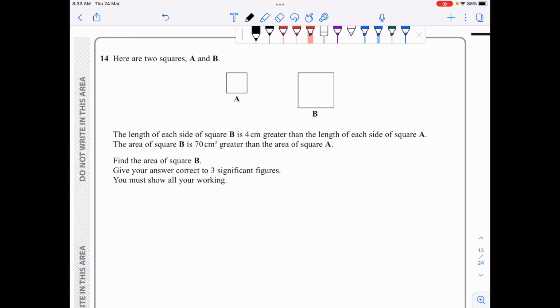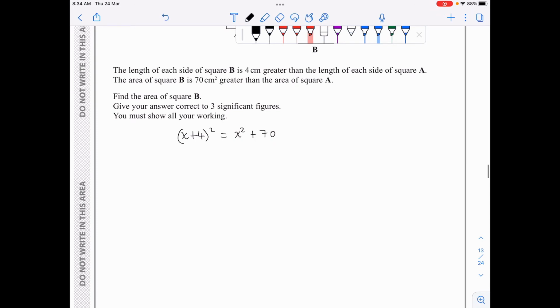So I will start off by letting the side of A be x, and the fact that the length of each side of square B is 4 more than square A means that this is x plus 4. Now the area of B, x plus 4 all squared, is 70 square centimeters greater than the area of A. The area of A is x squared, so it's x squared plus 70. The challenge here is obviously to write out the equation. And then I will expand the left-hand side. It's x squared plus 8x plus 16 equals x squared plus 70.